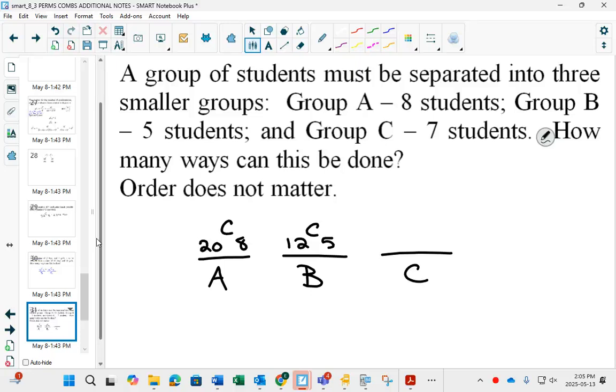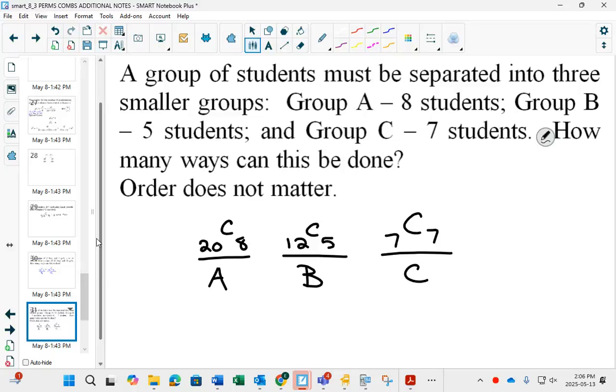And what's going to happen with the last group? Whoever is left is going to be in group C. So this part, 7 choose 7, is going to be 1, because at that point, anybody who's left is going to be in group C.